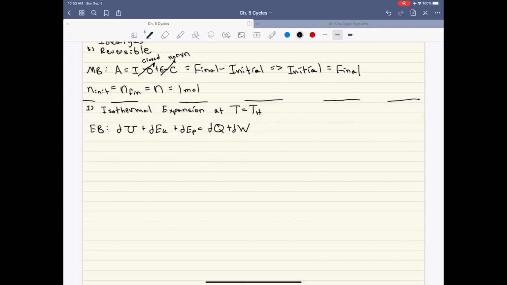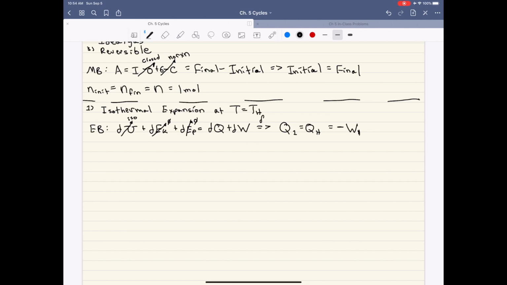All right. We don't care about changes in kinetic and potential energy. And also dU, because we're dealing with an isothermal system, the temperature is not going to change, and for an ideal gas, the internal energy is only a function of temperature. So that means dU is going to be 0 as well. So what we're left with is that 0 is equal to dQ plus dW. If we integrate this out and rearrange, what we get is that Q1, or QH, I should say, is going to be equal to the negative of work 1.